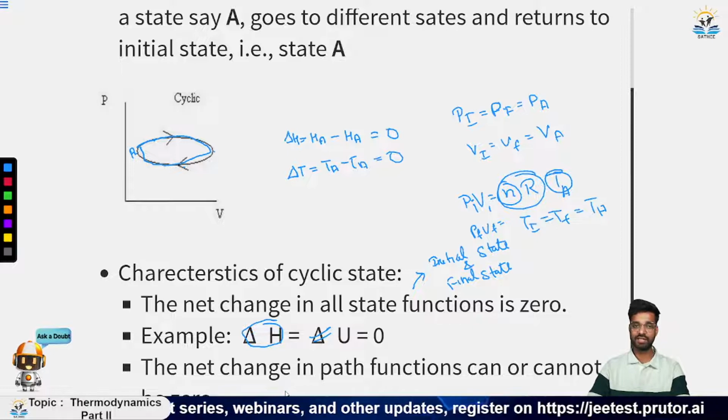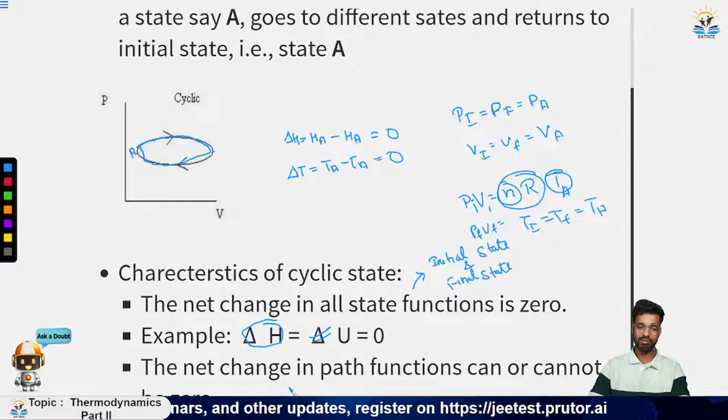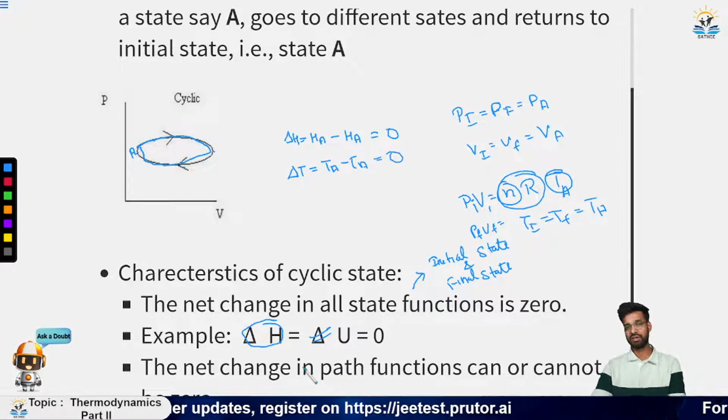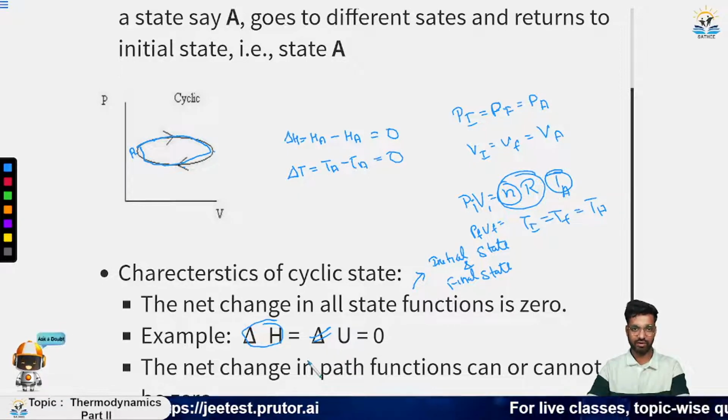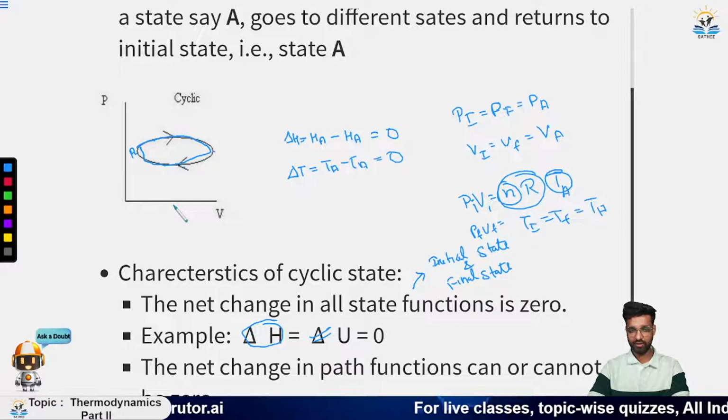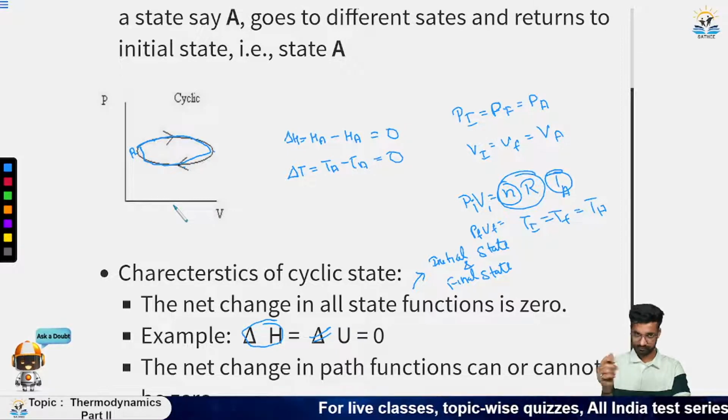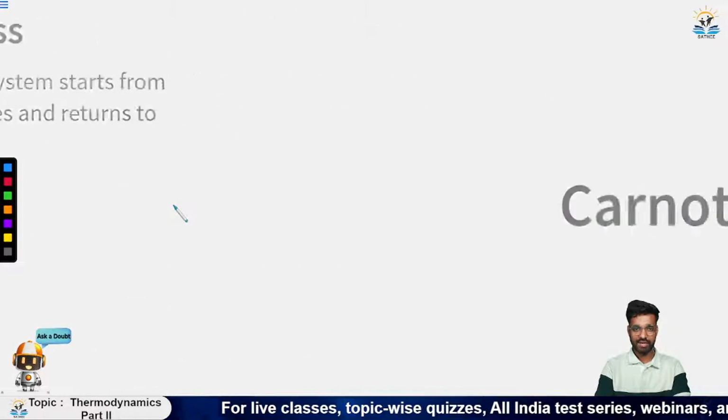Whereas for a path function, it can or cannot be 0. So both can be the case. It is not necessary that it will always not be equal to 0. For some cases it can be 0, or for some it can be negative or positive or any random value. So this is a cyclic process.